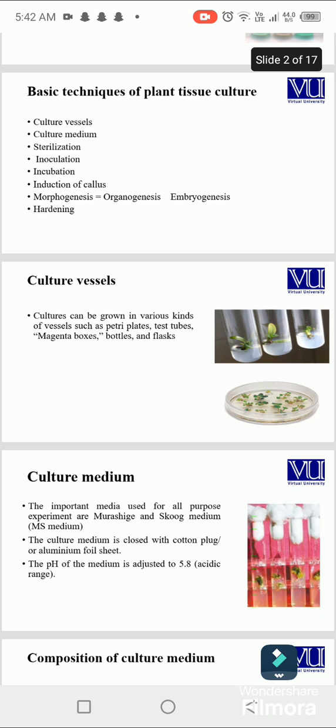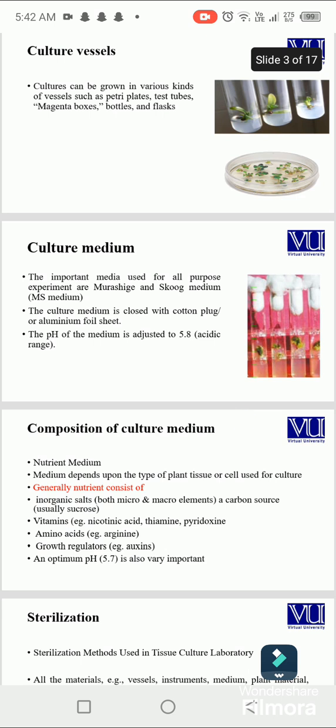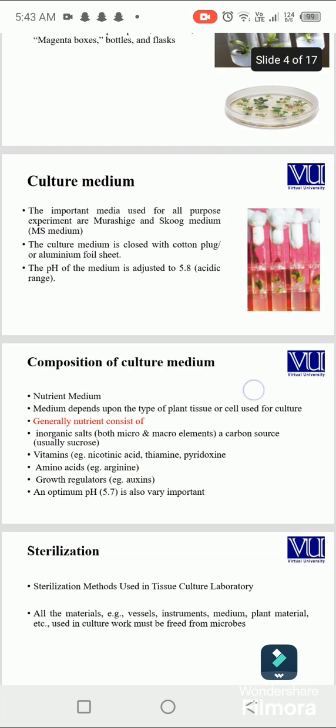Cultures can be grown in various kinds of vessels such as petri plates, test tubes, magenta boxes, bottles, and flasks. Culture medium: the important medium used for all-purpose experiments is Murashige and Skoog medium, MS medium. The culture medium is closed with a cotton plug or aluminum foil sheet. The pH of the medium is adjusted to 5.8, the acidic range.